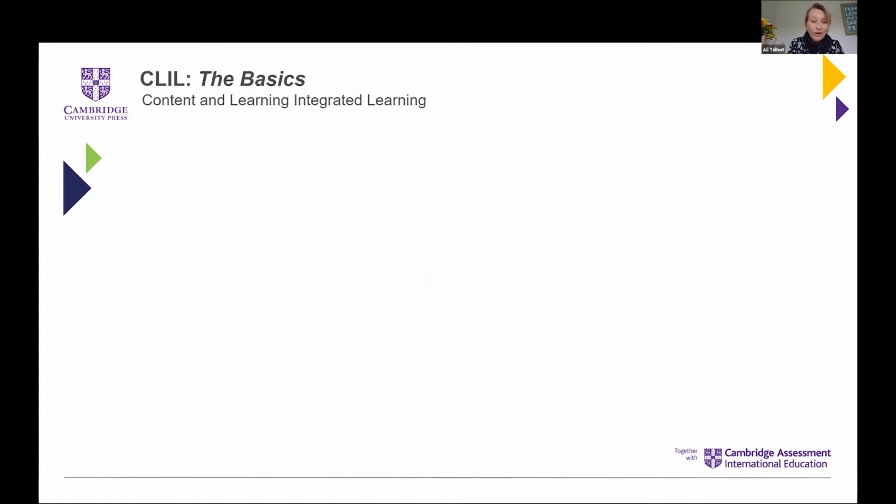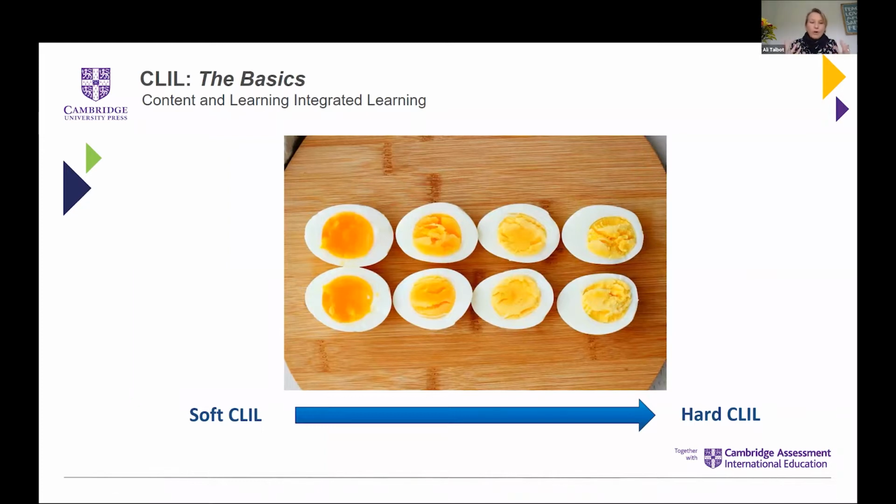So first of all, then, what is CLIL? I'm sure that many of you have got a bit of an idea of this because you've come to this session. It stands for Content and Language Integrated Learning. We often talk about soft CLIL and hard CLIL. You might have heard those terms. Now, it's a bit like boiling an egg. You can have hard-boiled eggs and you can have soft-boiled eggs, but actually there are lots of different things in between. And just like that, in EAL, there are 50 shades of EAL.